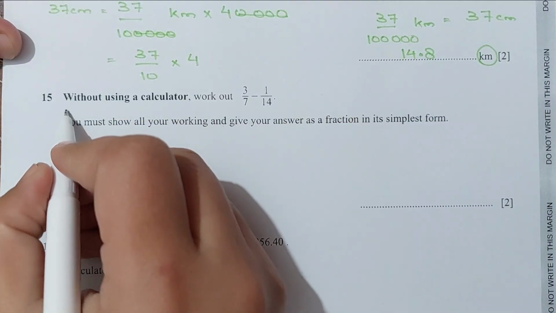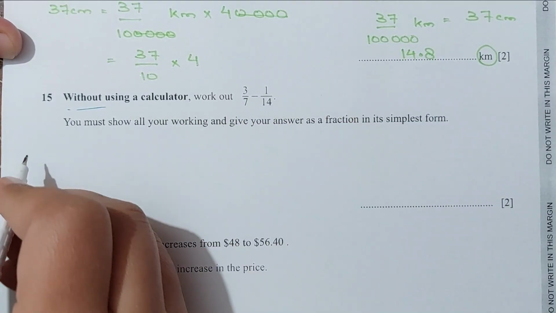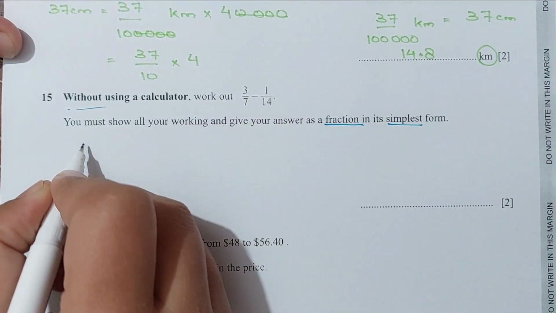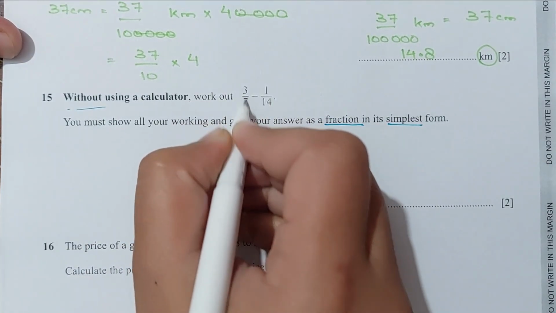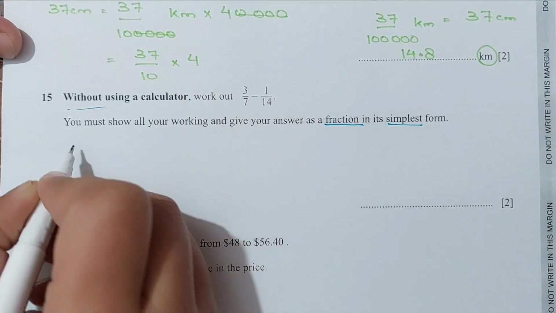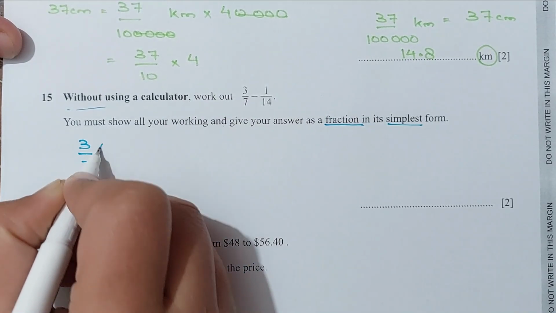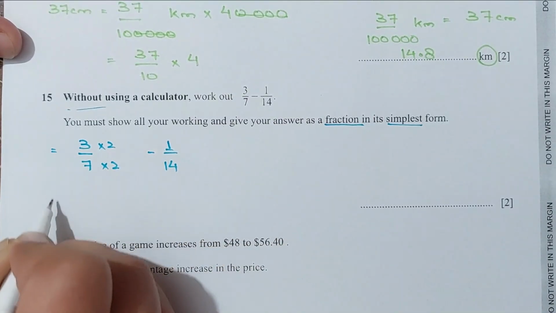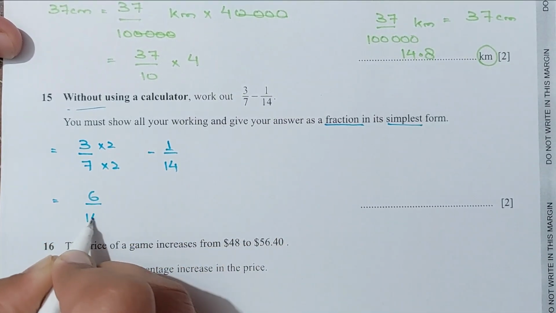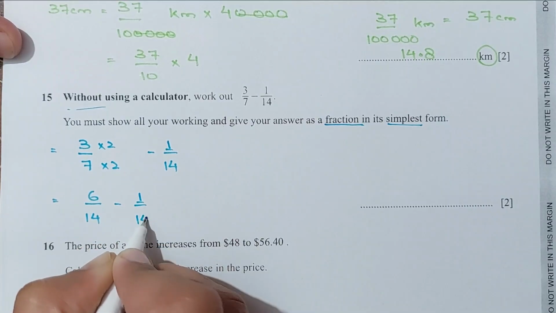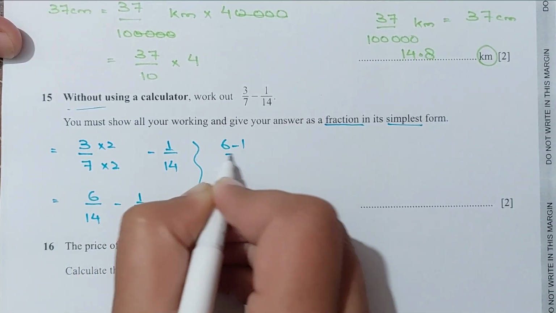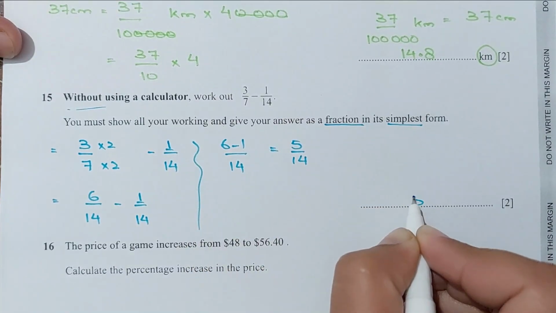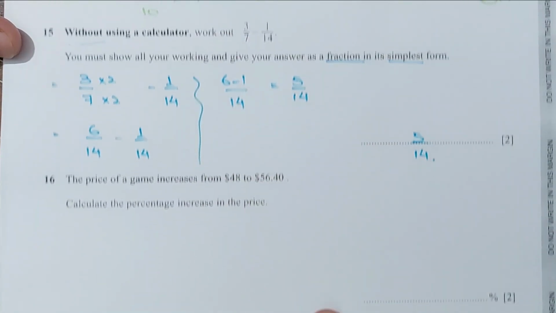Question number 15. Without using a calculator, work out, you must show your working and give your answer as a fraction in its simplest form. All right, so make this denominator as 14. 7 times 2 is 14. 3 over 7, this fraction is times by 2, minus 1 over 14 stays the same. 3 times 2 is 6, 7 times 2 is 14, minus 1 over 14. Now the denominator is the same, 6 minus 1 over 14, which is 5 over 14. This is in simplest form.